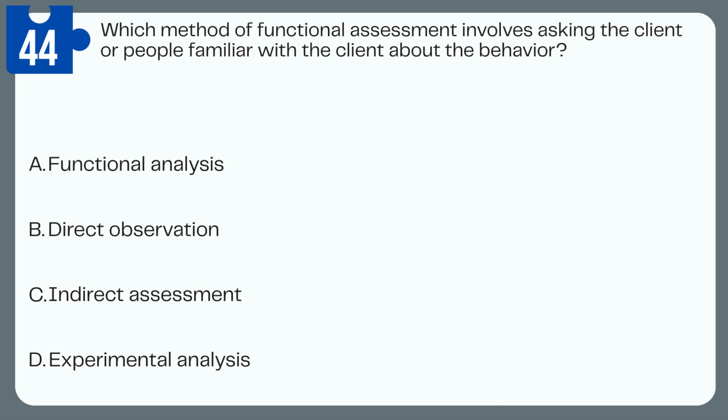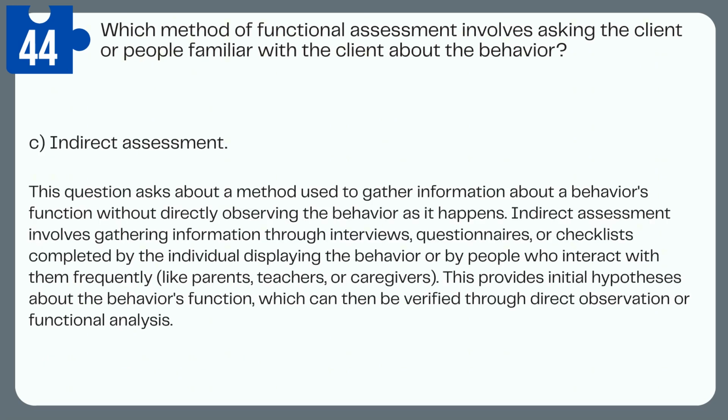Question 44. Which method of functional assessment involves asking the client or people familiar with the client about the behavior? A. Functional analysis. B. Direct observation. C. Indirect assessment. D. Experimental analysis. Answer: C. Indirect assessment. This question asks about a method used to gather information about a behavior's function without directly observing the behavior as it happens.